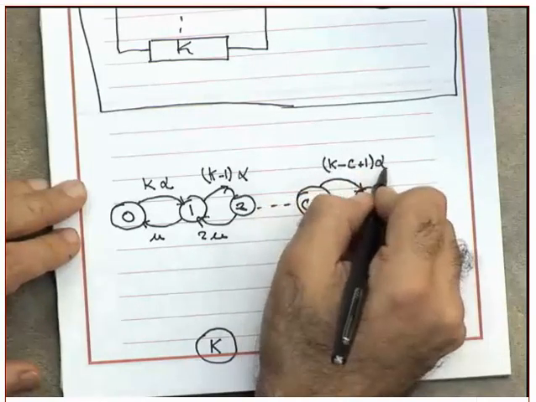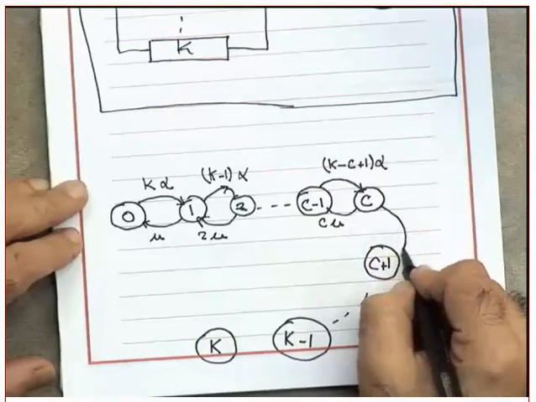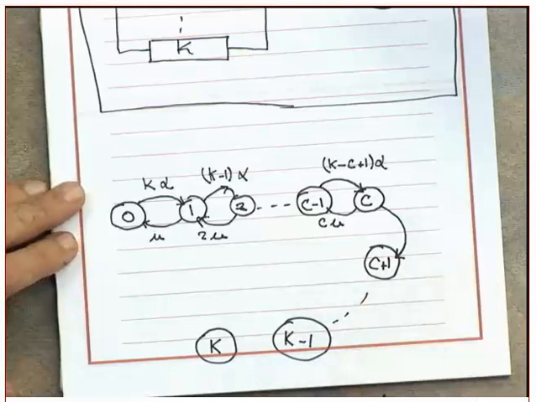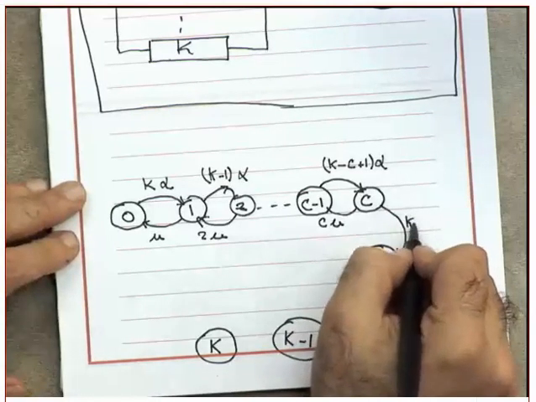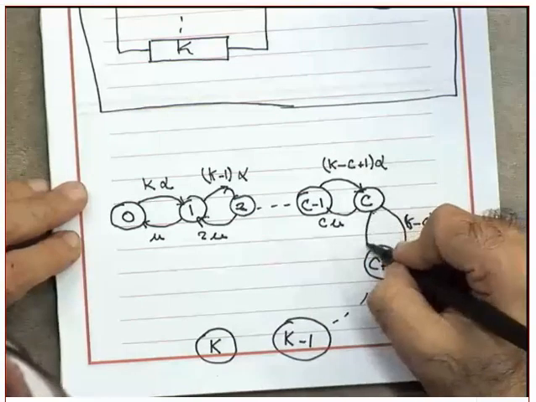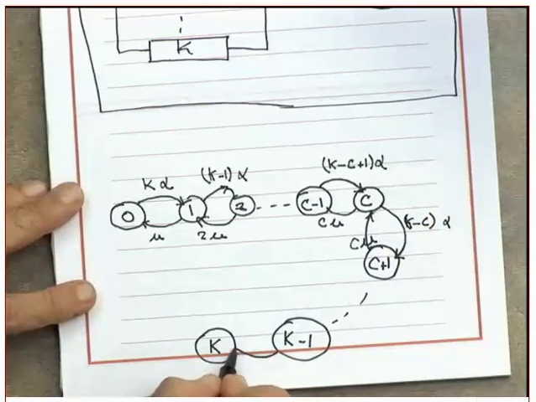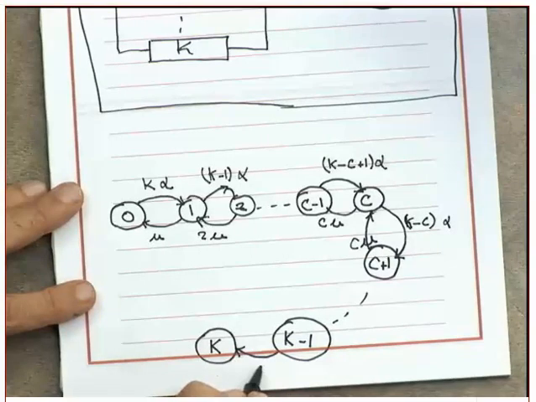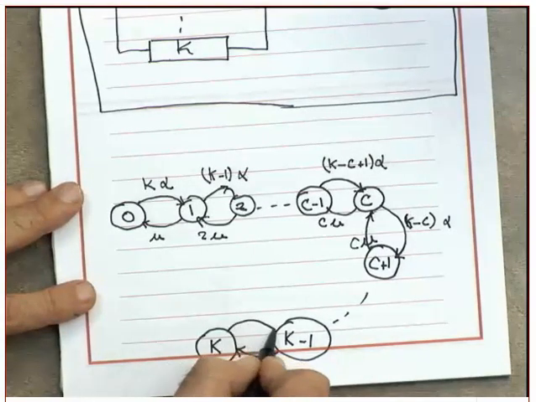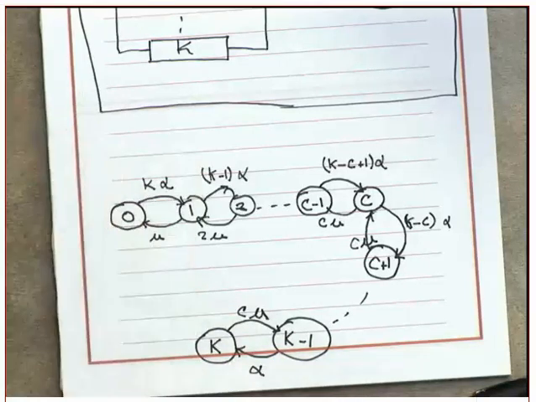Are you losing me? This one? K minus C, mu. Finally, alpha, C mu. Not K mu, C mu. We only have C servers. Clear? No response. Clear? Okay.